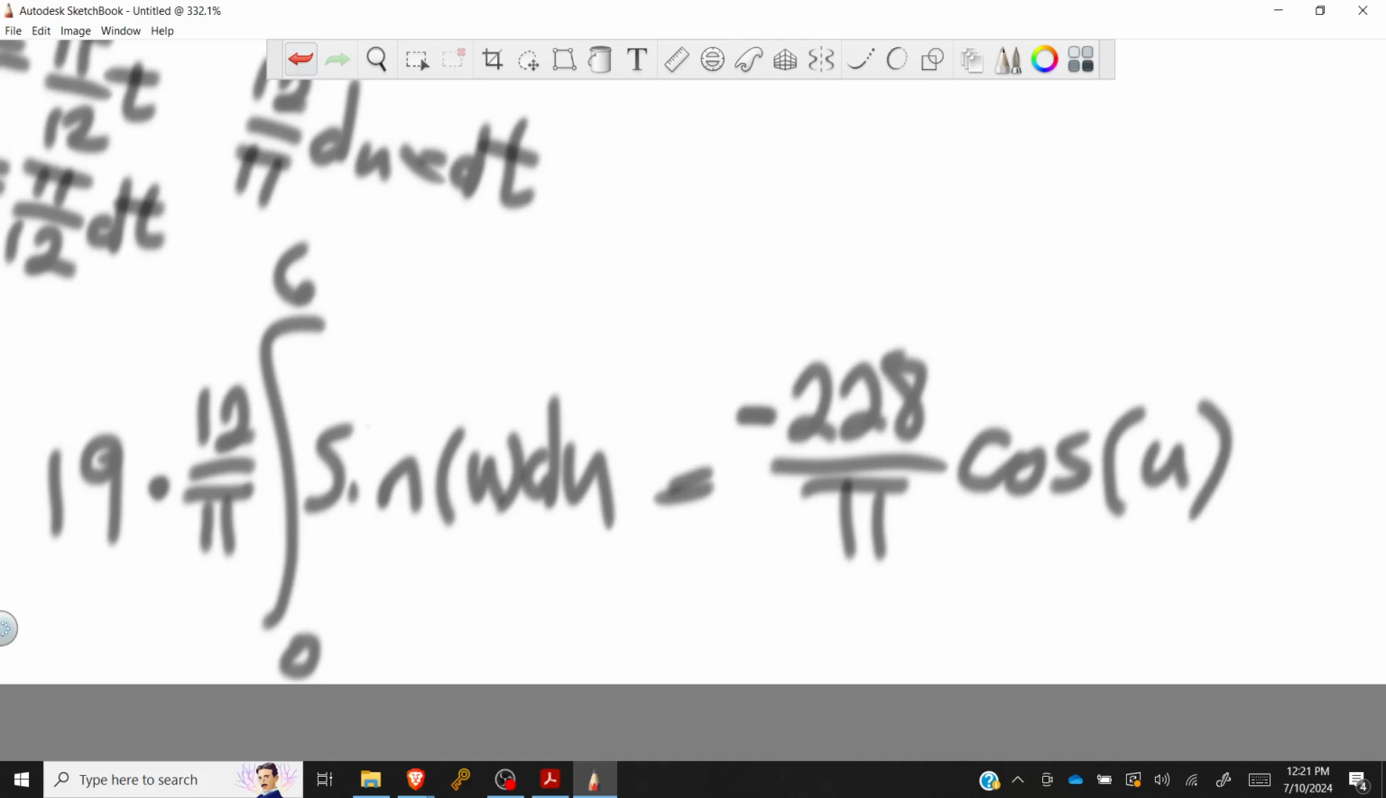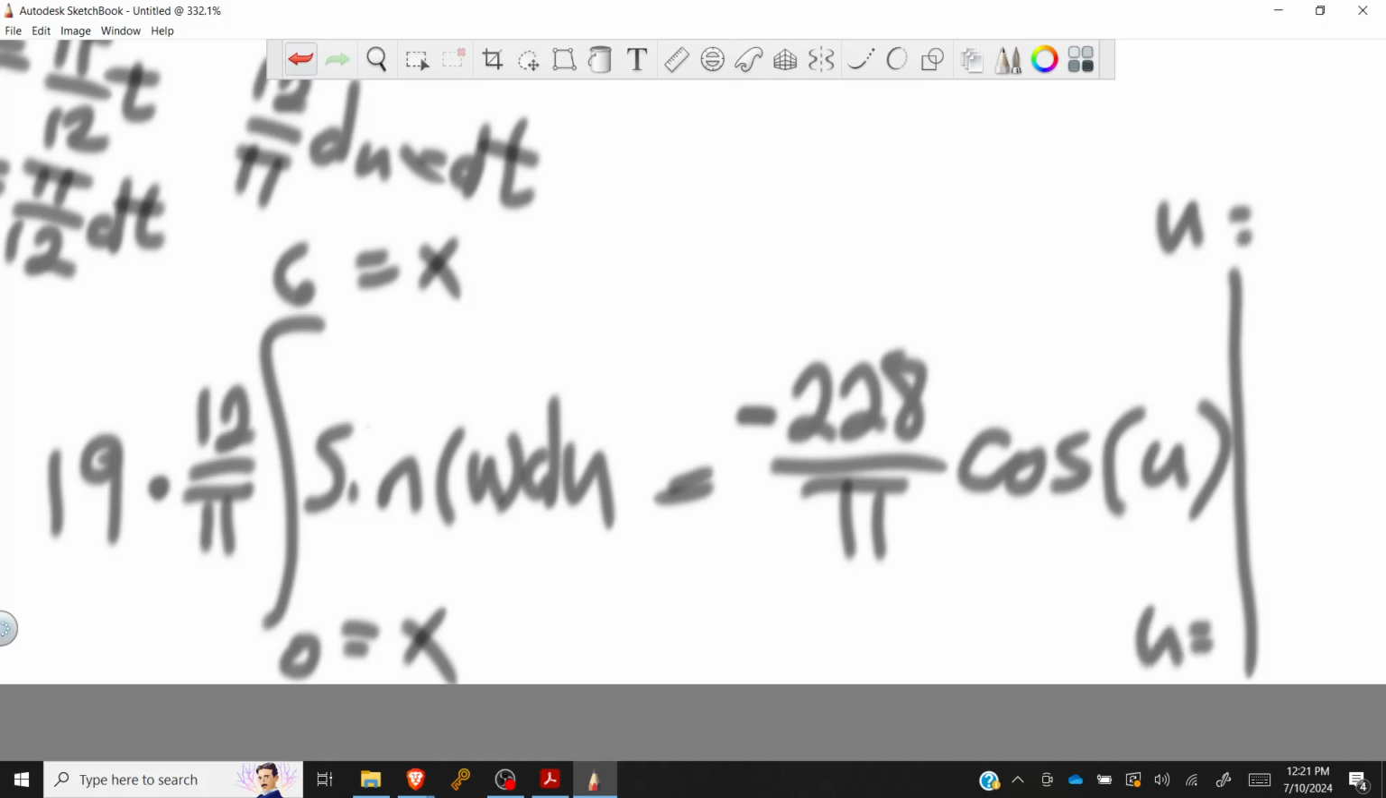To make this easier, I think I'm going to plug in these to get the u values. So right now they're at x, but I want them to be equal to u. This isn't required, but I just think it's easier to do it that way.